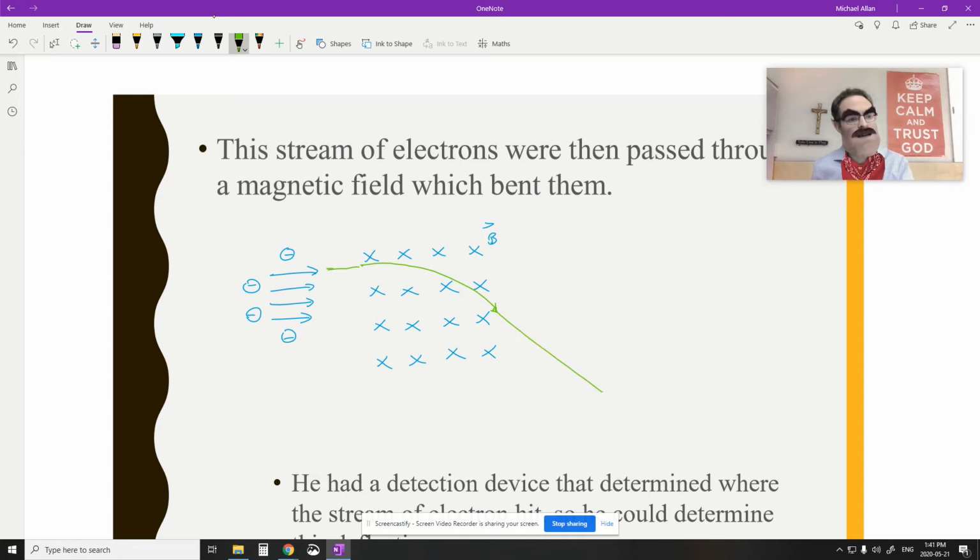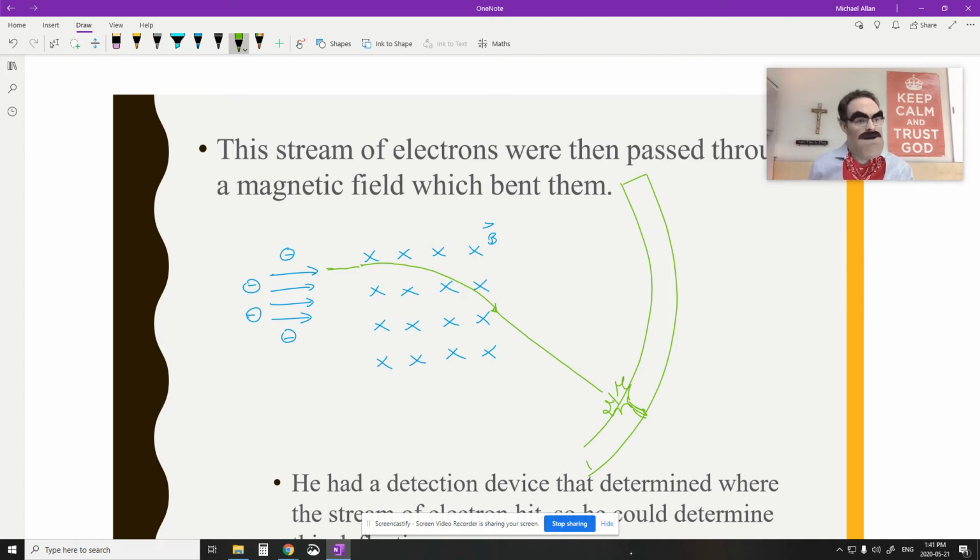Okay, and then over on this side over here, he would have a detector. And he would be able to detect an electron hit this area. Maybe you see a flash of light at this point because you just have some kind of fluorescent material that would react with those charged particles.